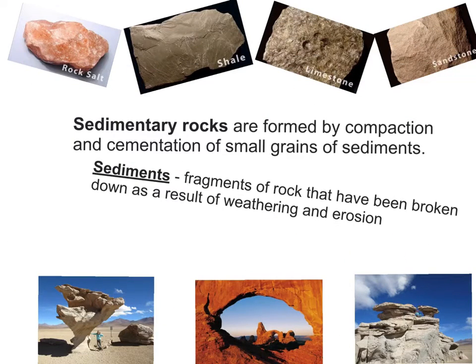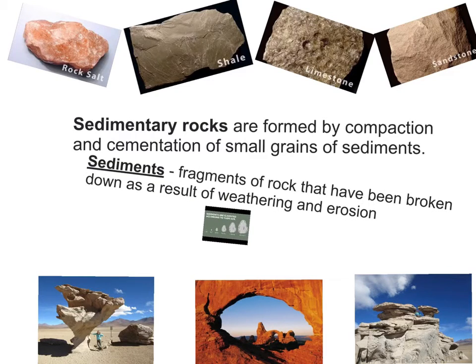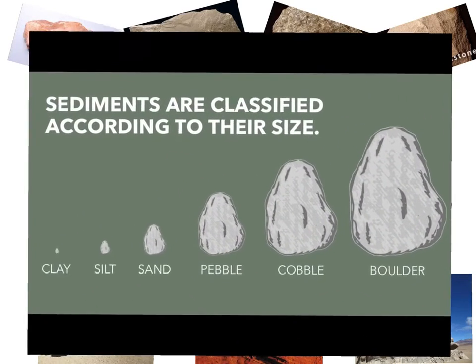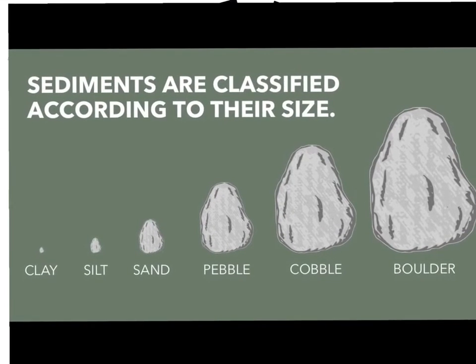So that's how sediments are formed. Now these sediments are actually classified, if I can make this bigger, according to their size. Looking at this diagram, you can clearly see that clay is the smallest type of sediment, whereas a boulder, which you can think of as being a really big rock, is actually still a type of sediment.